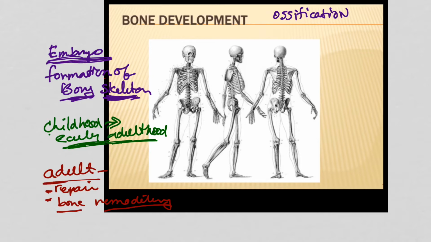So in an adult skeleton, you're only going to have bone development in two forms. You're going to have repair, and that's if you break a bone, then obviously you're going to have some bone growth or bone development to repair the broken bone. And then also what we call bone remodeling. And we'll take a look at what's involved in bone remodeling in a little bit.